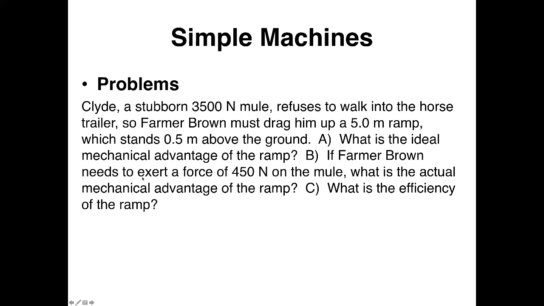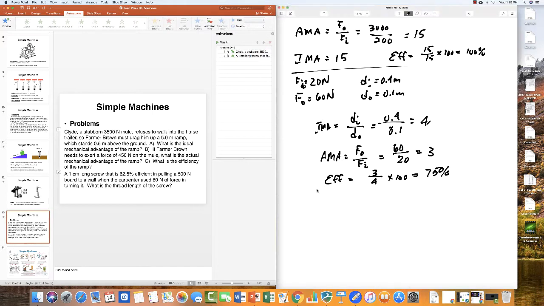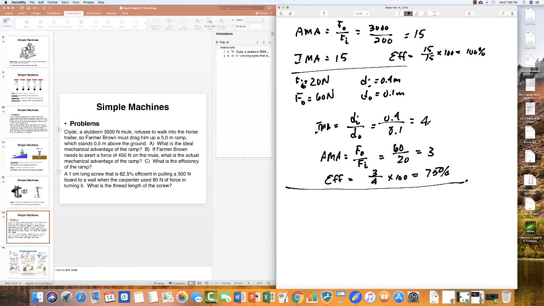If Farmer Brown needs to exert 450 newtons on the mule, what is the actual mechanical advantage? And what is the efficiency? So let's take a look at this. This is an inclined plane. It looks just like this. The height here is 0.5 meters. The length is 5 meters.